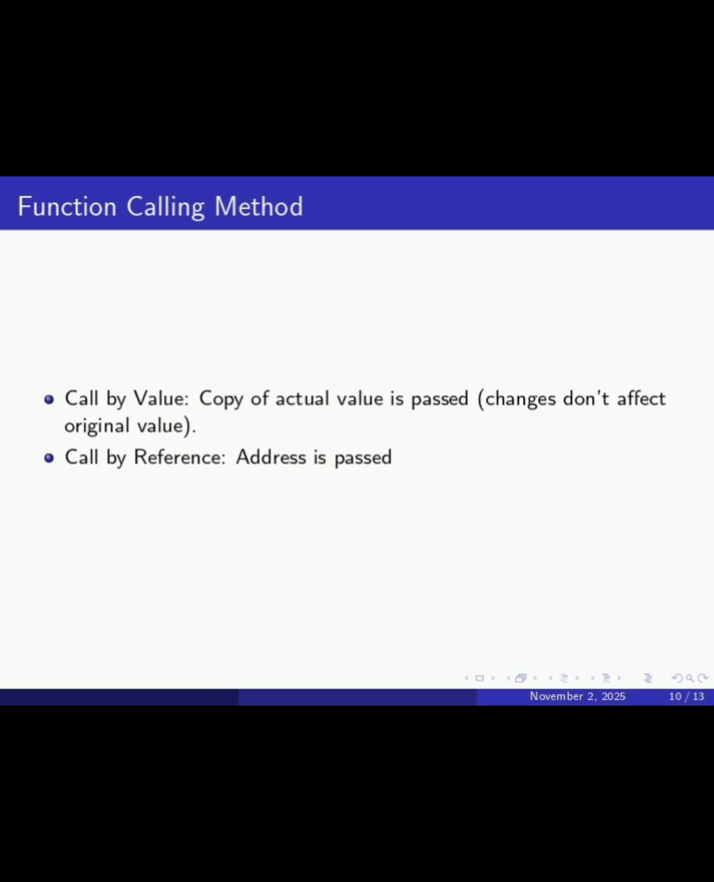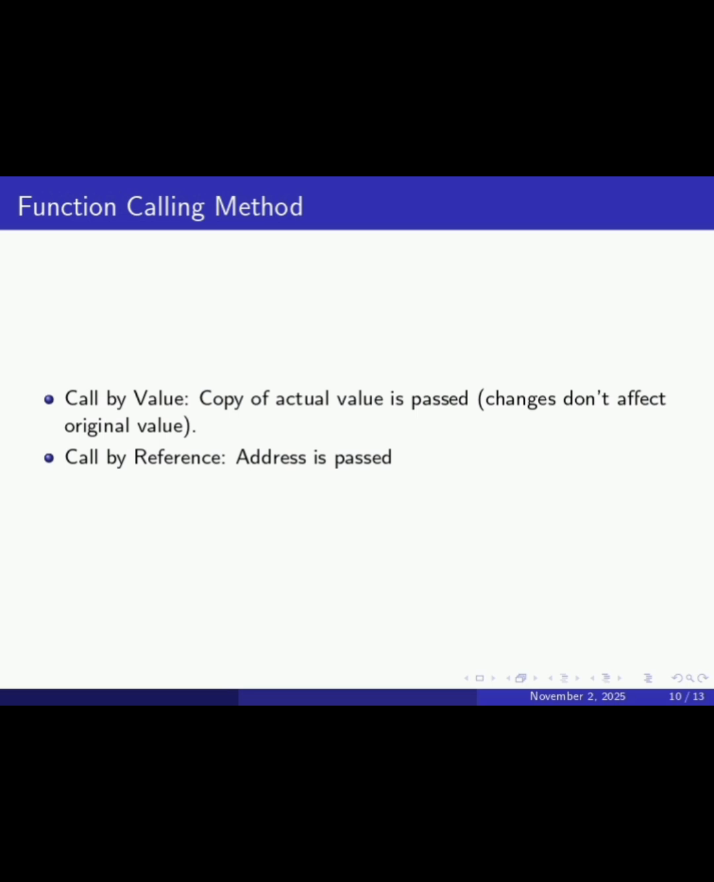And then the next topic is function calling methods. In C, there are two main ways a function can be called based on how values are passed to it. They are call by value and call by reference. At first, call by value. In this method, a copy of the actual value is passed to the function. Changes made inside the function do not affect the original value.